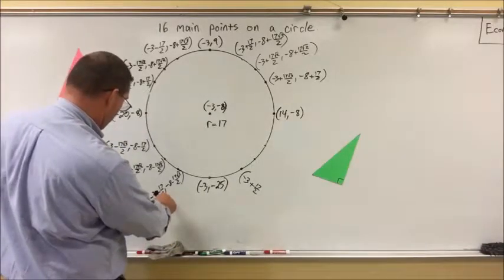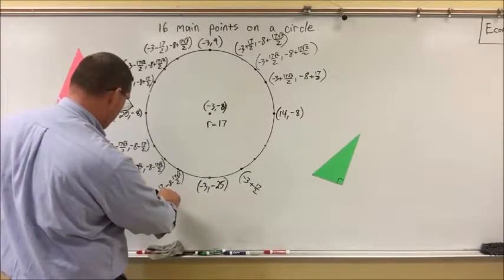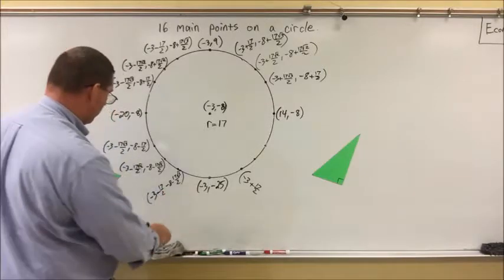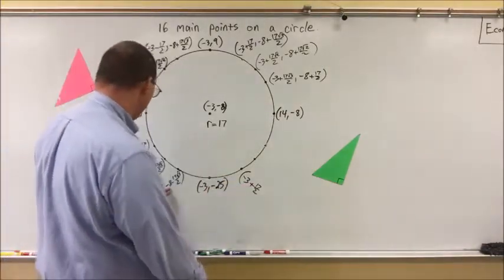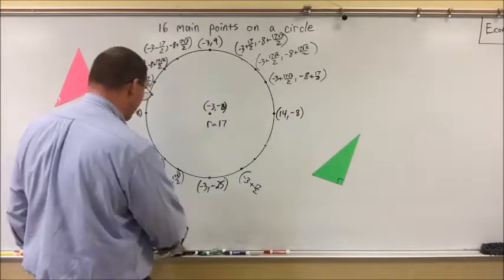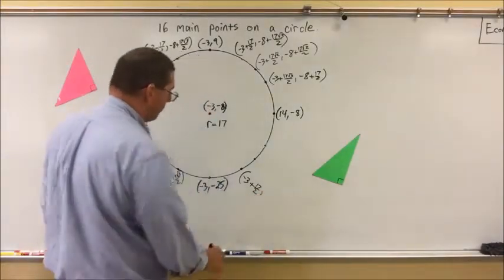What is that? What did I put there? It looks like 21. I must have been writing really fast. So negative 3 plus 17 over 2. Oh, it's a comma. That's what it was. Sorry, comma.